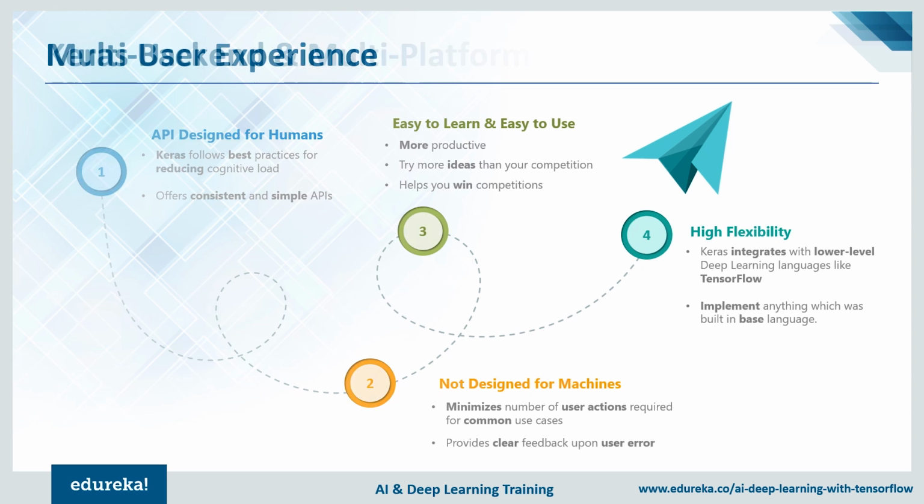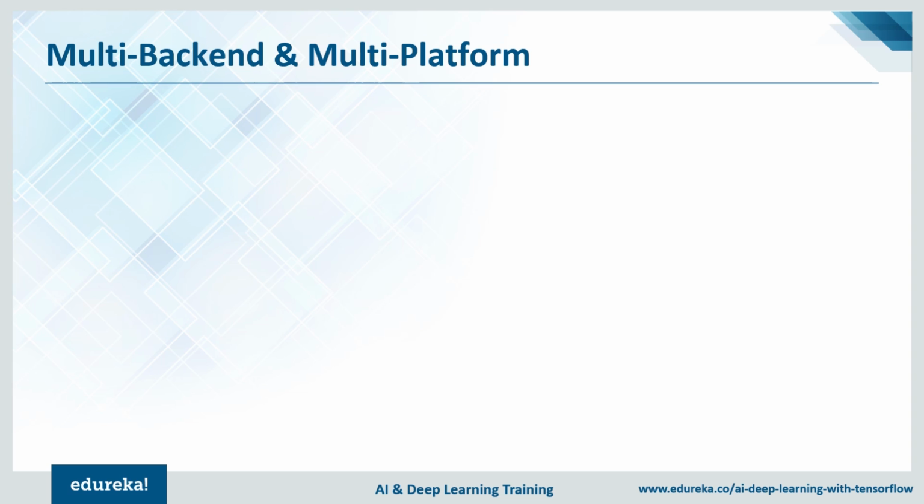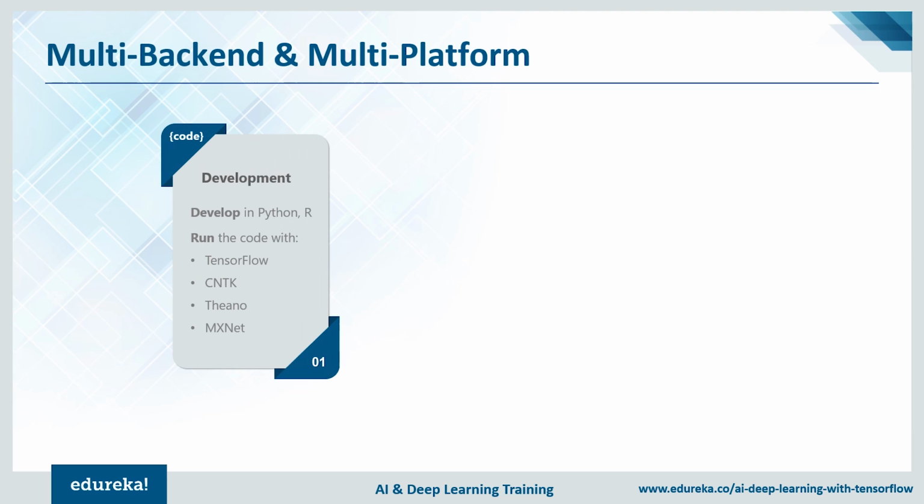which is amazing. So next up, we need to talk about how Keras supports the claim of being able to support multi-platform and lets us work with multiple backends. You can develop Keras in Python as well as R. The code can be run with TensorFlow, CNTK, Theano, or MXNet, totally based on your requirement. This almost feels like a tailor-made API for the framework, guys.